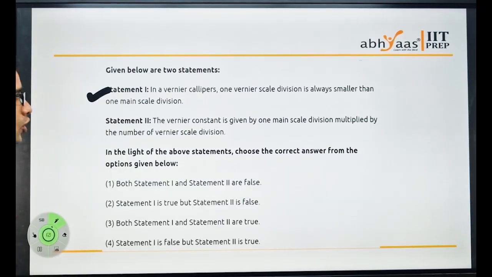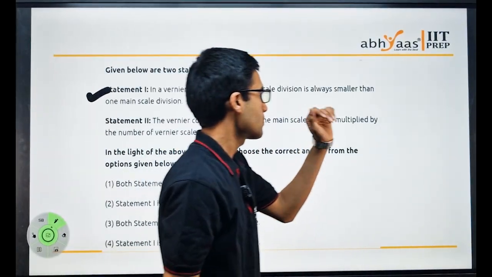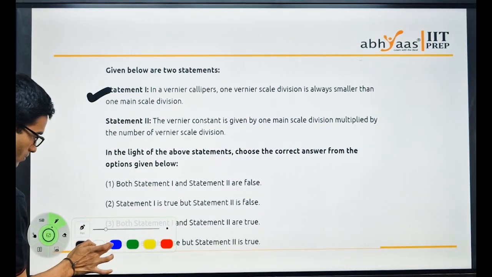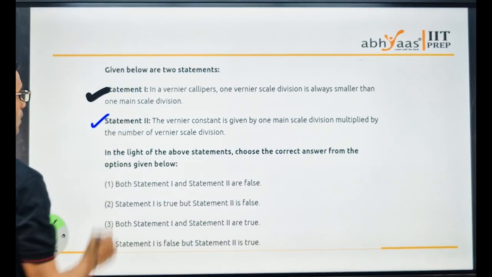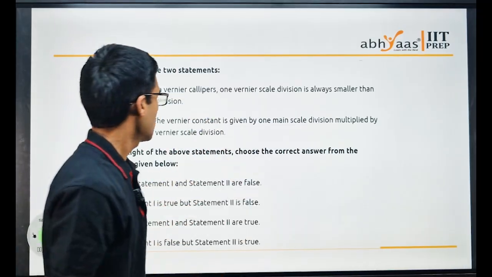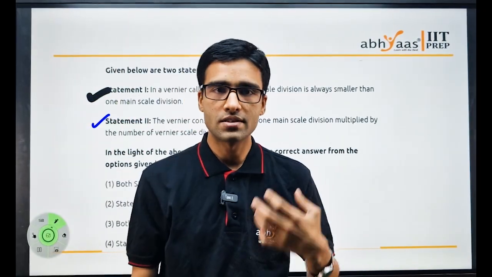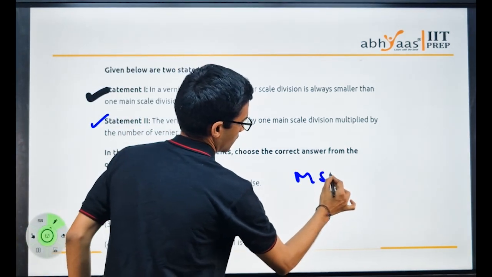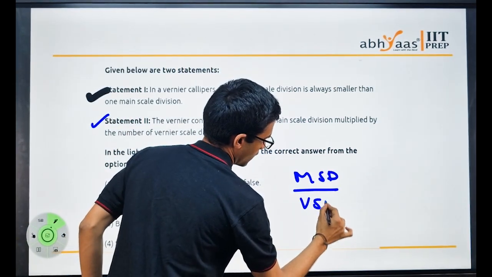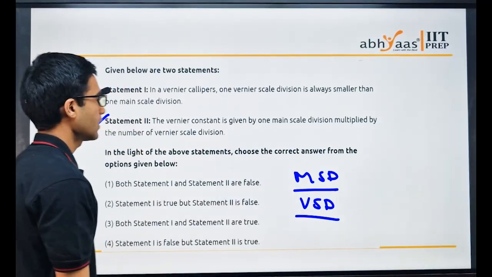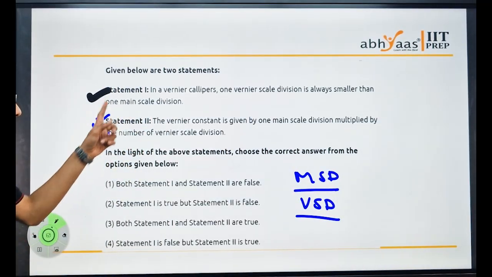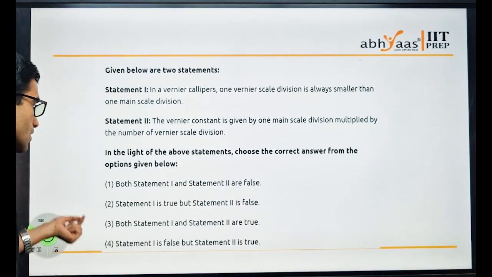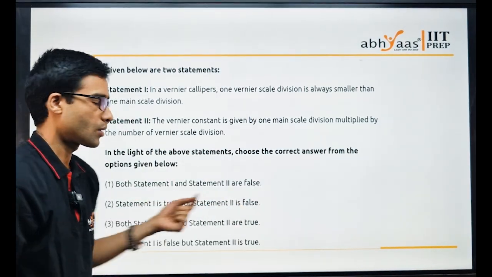If you see, the vernier constant is given by one main scale division multiplied by the number of vernier scale divisions. Actually, if you want to get the vernier constant, which means least count, how will you get it? It is one MSD divided by the number of VSD. So it is not multiplied, rather it is divided. That's why this statement is wrong. Statement 1 is right, statement 2 is wrong. Okay, this is the first question. Statement 1 is true, statement 2 is false, option 2 is right.